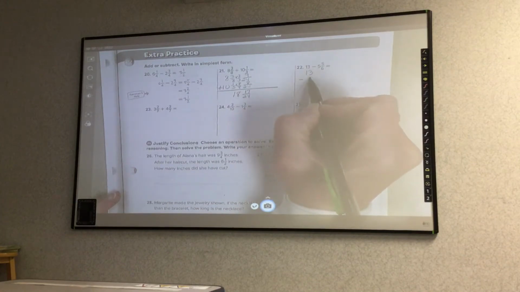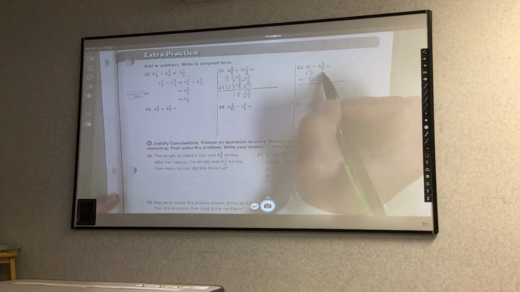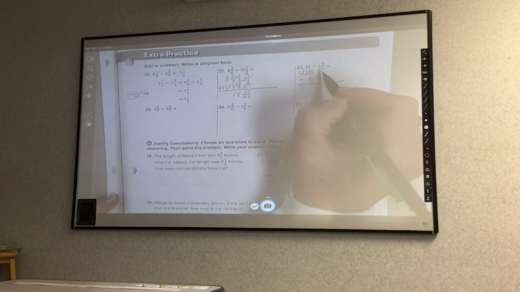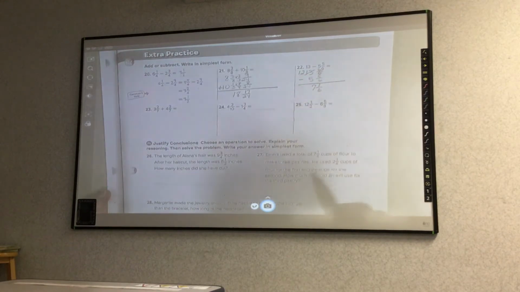13 minus 5 and 5/6. Can I take 5/6 away from nothing? No, and because 13 is greater than 5, I borrow. The 13 becomes a 12, and I make this 6/6, because 6/6 is equal to 1. So 6/6 minus 5/6 is 1/6, and 12 minus 5 is 7. So 7 and 1/6 is your final answer.